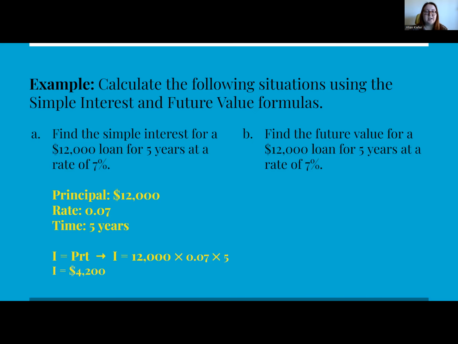So that's how much simple interest you would gain on a loan at that rate for 5 years. All right. Moving on to part B.